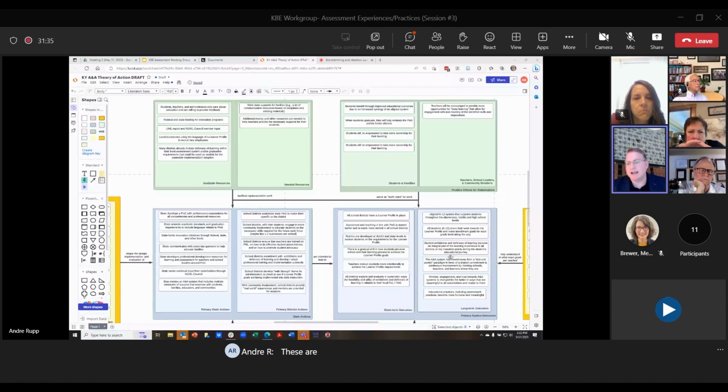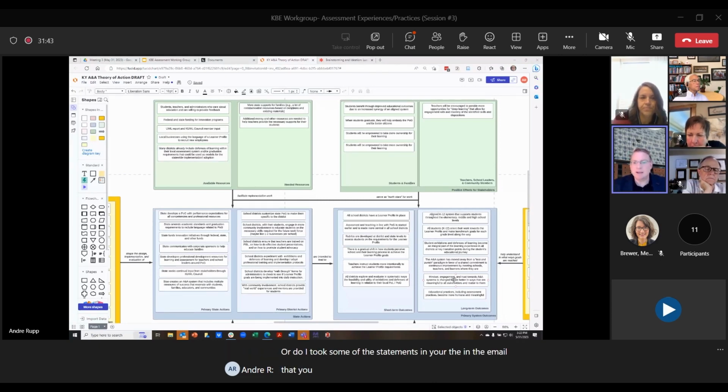These are statements that some of you have written explicitly in, let's say, the spreadsheet, or Lou, I took some of the statements in the email that you had sent to me. You might see them somewhere. There are also things written in other documents, like the AISC report or the United We Learn report. And some of them are just common statements for this kind of work.